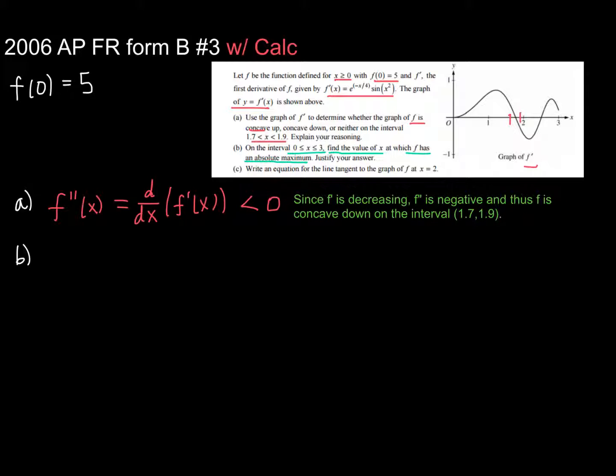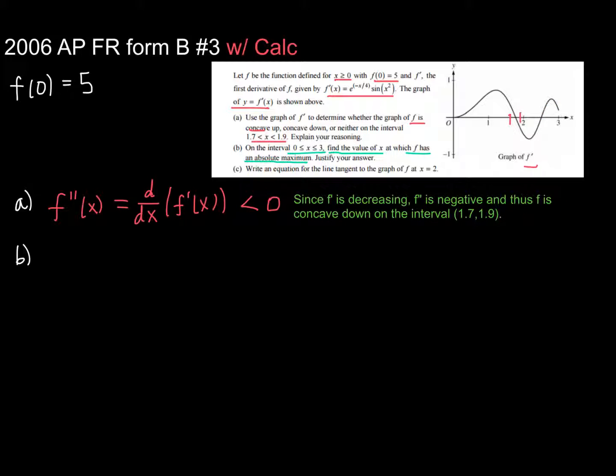All right, part B says on the interval from 0 to 3, the closed interval, find the value of x at which f has an absolute maximum, justify your answer. So notice here I'm on a closed interval, so I can apply the closed interval test, and I can also note, since I am looking at this graph, it's pretty easy, and this is f prime, right? I can see here that the value of f is going to be increasing, then it's going to go decreasing, and then it's going to increase again.